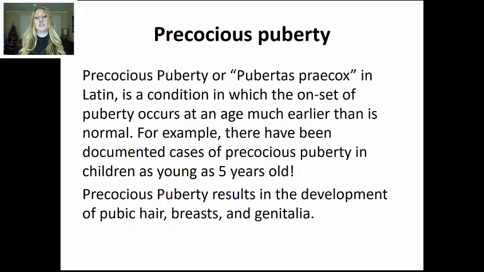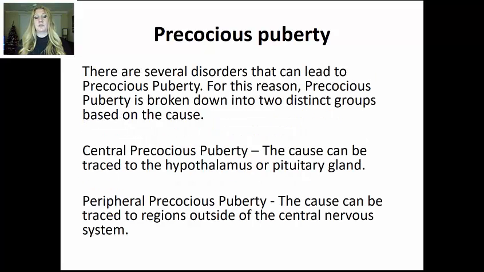One of them is central precocious puberty, which means that it is traced to a disorder in the hypothalamus or the pituitary gland, which are in the brain. Or peripheral precocious puberty, and in these cases, the cause is due to abnormalities that are outside of the central nervous system, for example, the gonads. This is a great example. This is a 6-year-old male with precocious puberty. We can see a lot of the maturation of the masculine features here in this young 6-year-old.